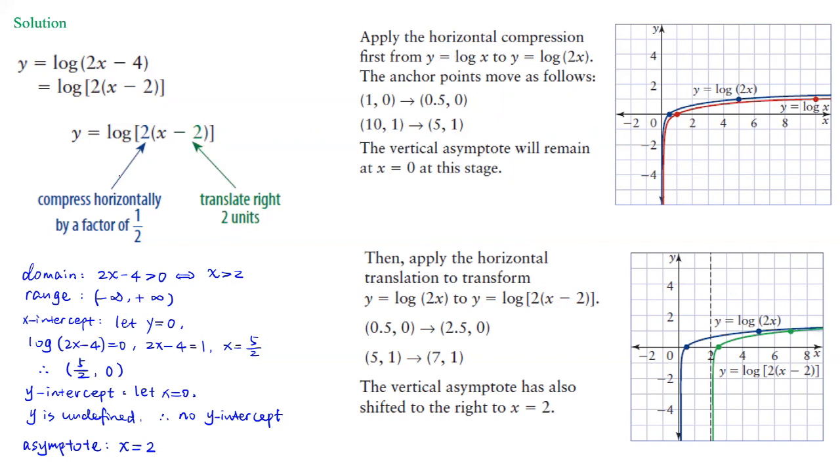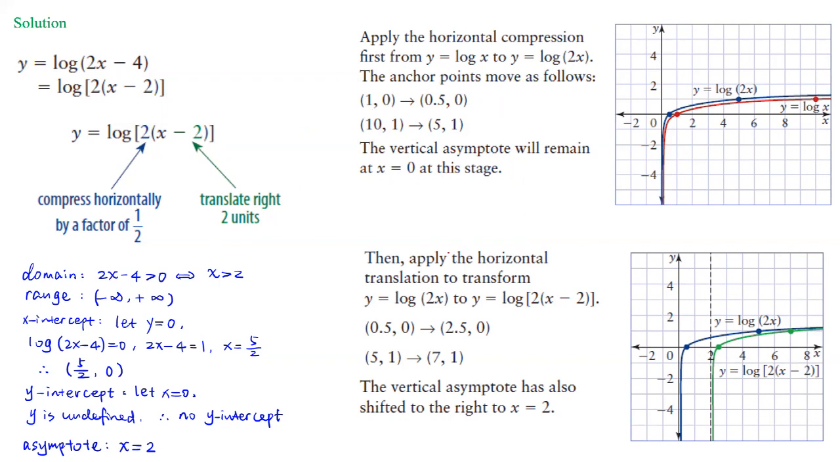So first of all, remember we need to do the translation corresponding to the k first and apply the horizontal compression first, from y equals log base 10 of x to y equals log base 10 of 2x. So the anchor points move as follows: from (1, 0) to (0.5, 0), and from (10, 1) to (5, 1). And of course, the vertical asymptote will remain at x equals 0 at this time.